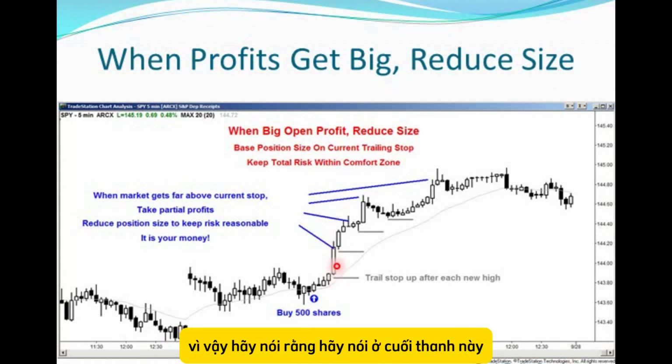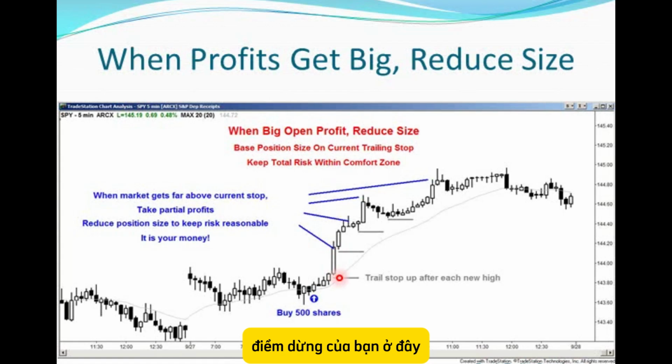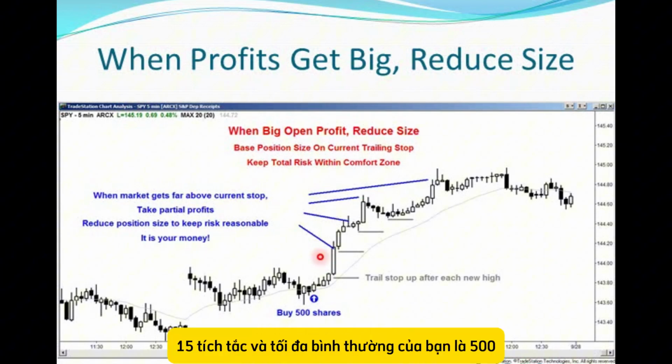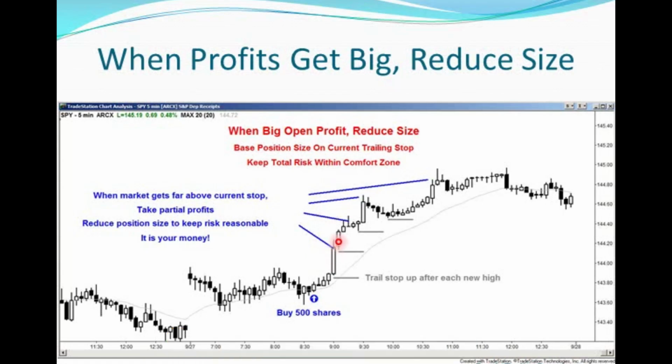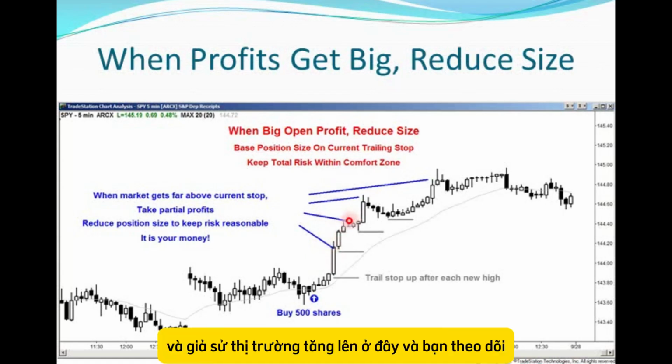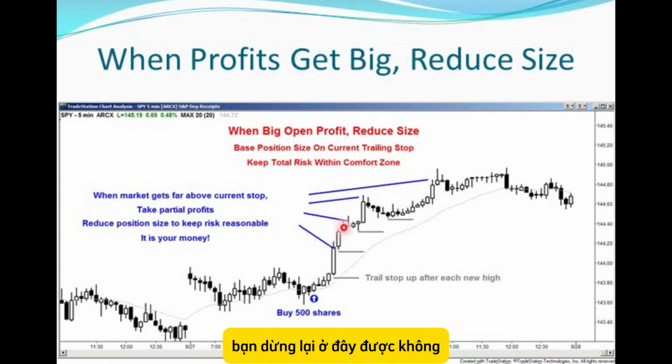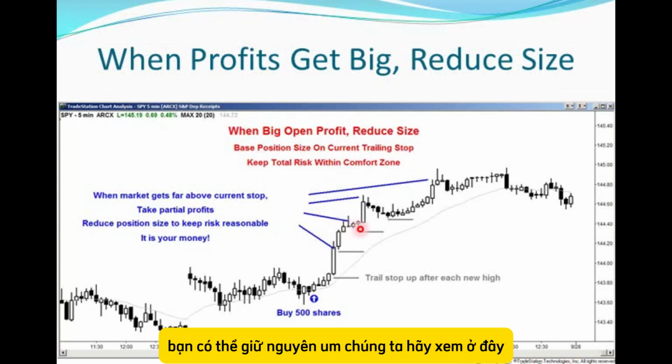So let's say at the close of this bar, your stop is here, and let's say that comes out to a risk of 1,500 ticks, and your normal maximum is 500. I would take 100 or 200 shares off. And let's say the market gets up here and you trail your stop here. Okay, you're still risking about 1,000 ticks. You can stay the same.